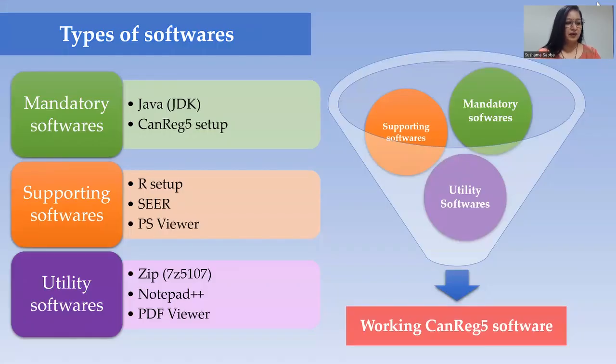Let us see the types of software which are required for the smooth functioning of our CanReg5 software. We have mandatory software, that is the Java Development Kit and the CanReg5 Setup. We have the supporting software, that is the R software, SEER, and the PS Viewer. Next, we have the utility software, that is Zip, Notepad++, and PDF Viewer.